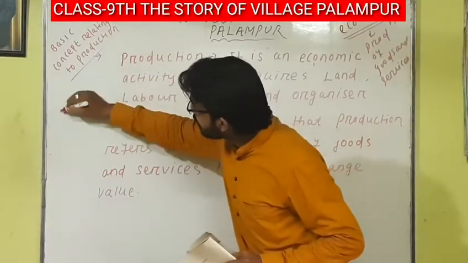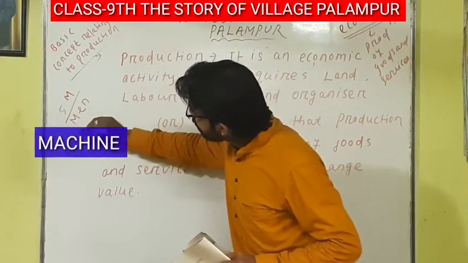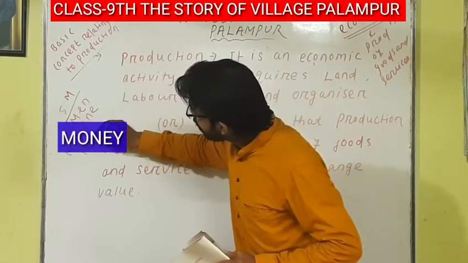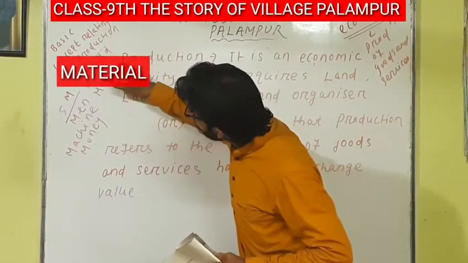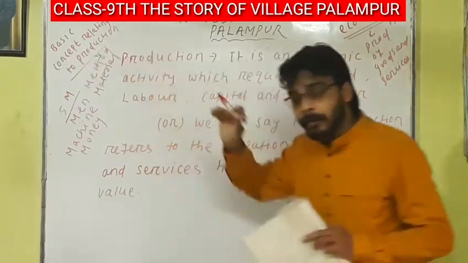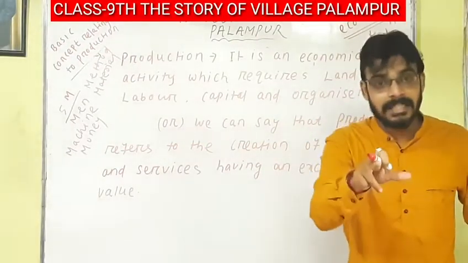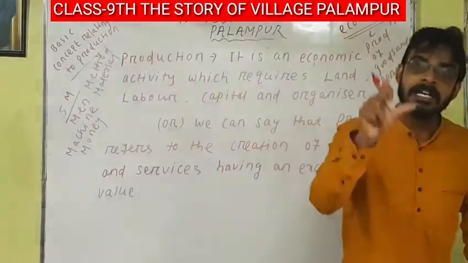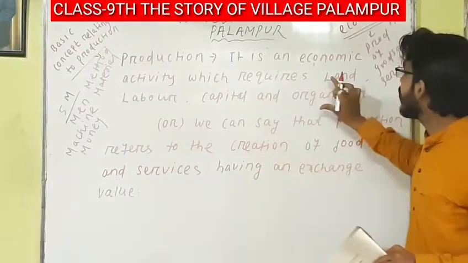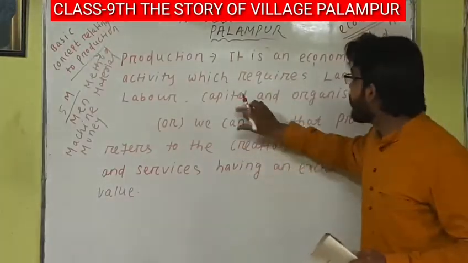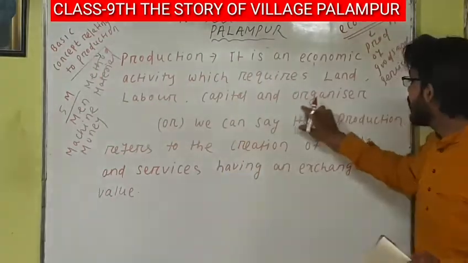Where 5 Ms means man, machine, money, method, material. Production is an economic activity. What is an economic activity? Those activities which relate to the production of goods and services. How to produce goods? Using land, labor, capital, and organizer. Here, organizer means manpower.